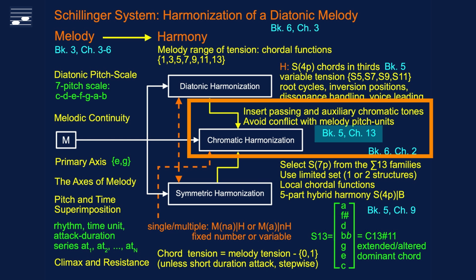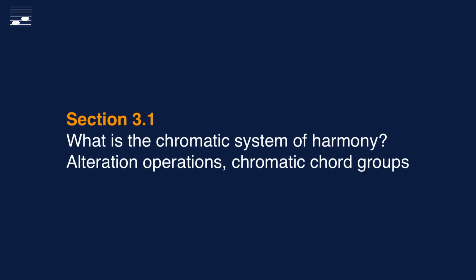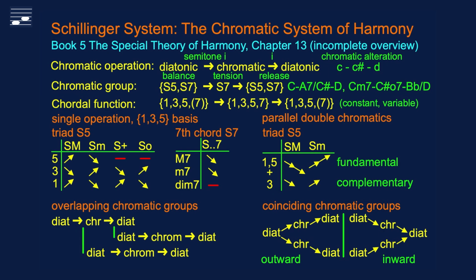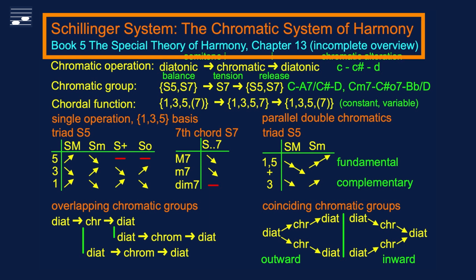Schillinger's Book 5, Chapter 13 is about the chromatic system of harmony. Through chromatic alteration operations applied to diatonic harmony, we obtain a derived extended harmonic idiom in the style of the late Romantic period, with roving chords that frequently switch between tonal centers. I will use this overview diagram with essential chromatic system of harmony elements. It is a subset from the techniques covered in Book 5, Chapter 13.